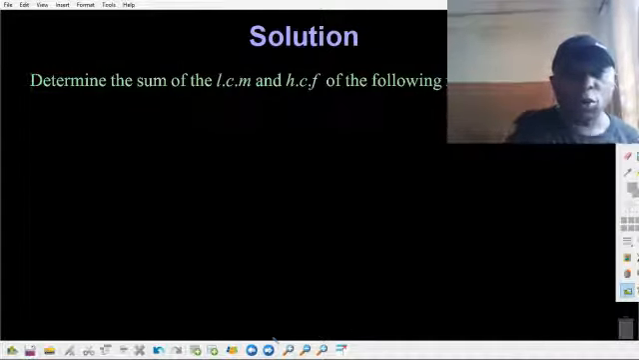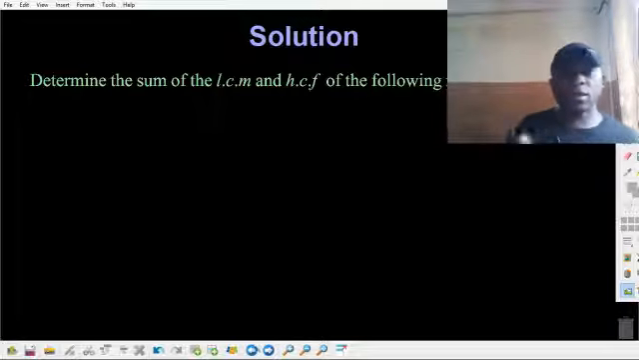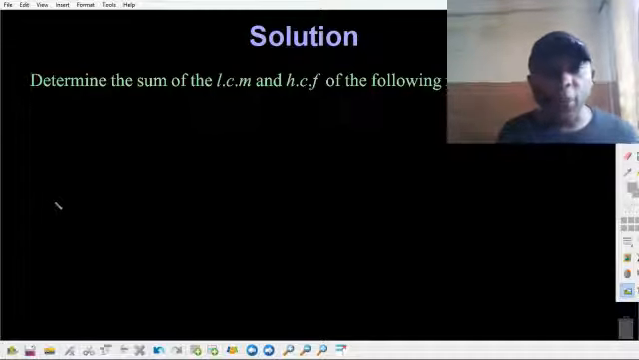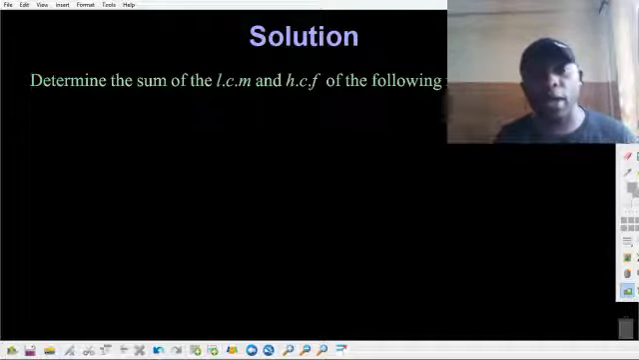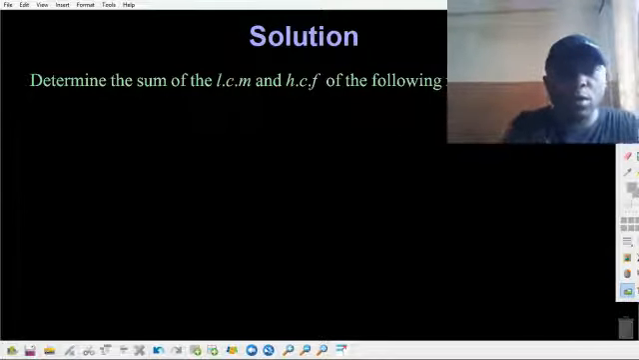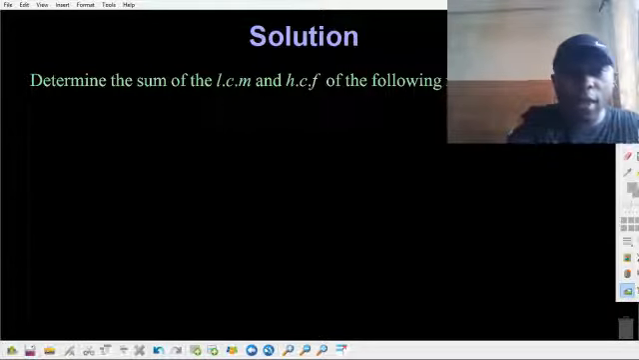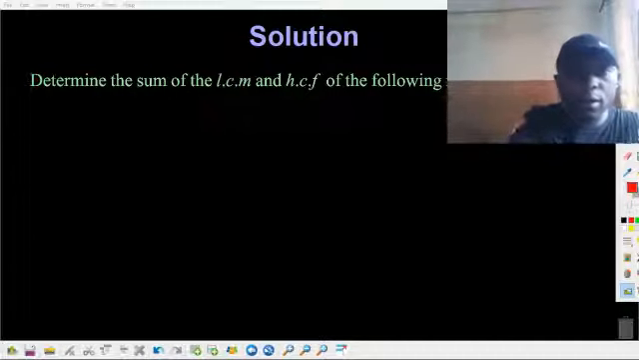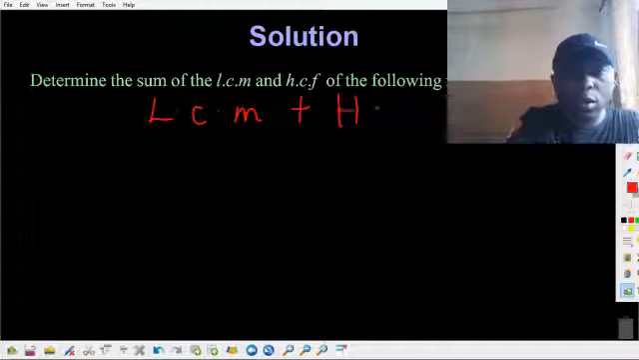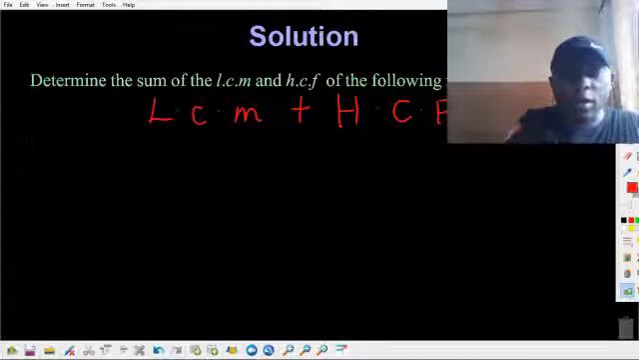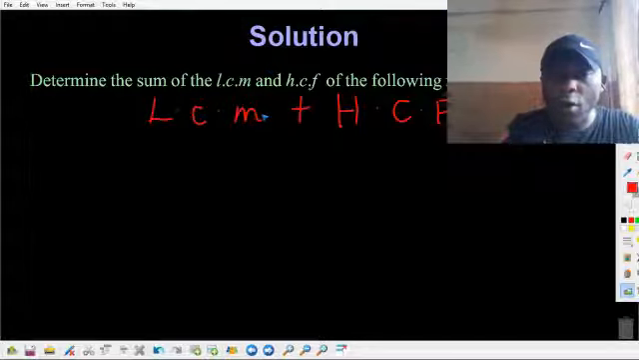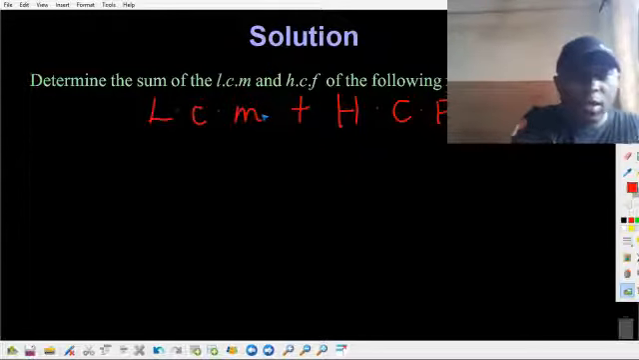Now, sum means plus, like we all know. Difference means minus. Share means divide. Product means what? Multiply. So since sum means plus, we're going to say LCM plus H.C.F. Now let us find the LCM of this same number and also find the H.C.F of the same set of numbers.